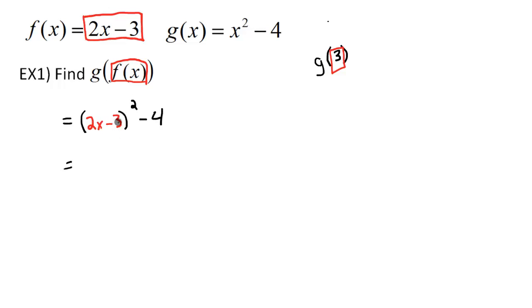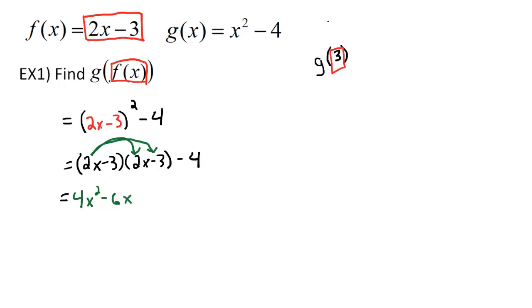So 2x minus 3 squared means that we're going to take 2x minus 3 and multiply it by itself. And then we still have that negative 4. It could be easy to forget about that, so don't. We've got 2x times 2x, so let's do the distribution. That'll be 4x squared. 2x times negative 3 is negative 6x. And then we'll take negative 3 times 2x, negative 6x, and then negative 3 times negative 3, which will be positive 9, and at the end we still have that minus 4, so put that down.